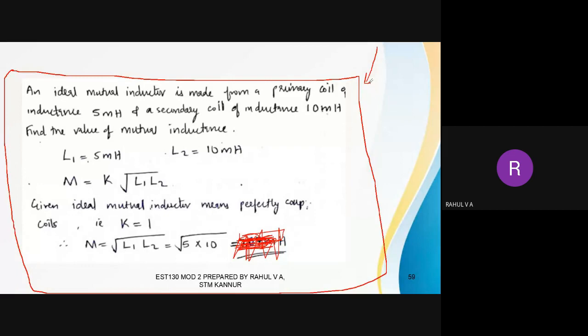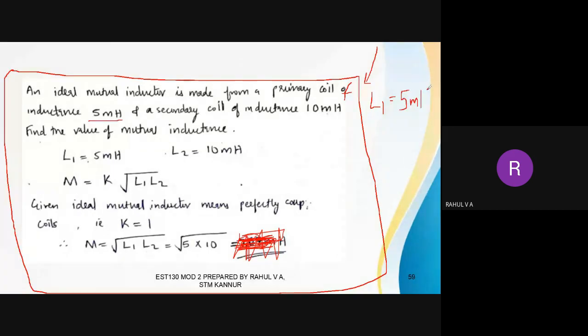An ideal mutual inductor. Mutual inductor means there will be two inductors, primary and secondary. Only when there are two inductors will the term mutual be used. An ideal mutual inductor is made from a primary coil of inductance 5 millihenry. Whenever you hear something like this, primary coil of inductance, you can directly write L1 is equal to 5 millihenry. Milli is very important.